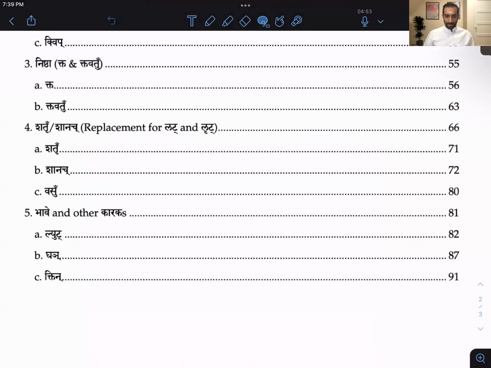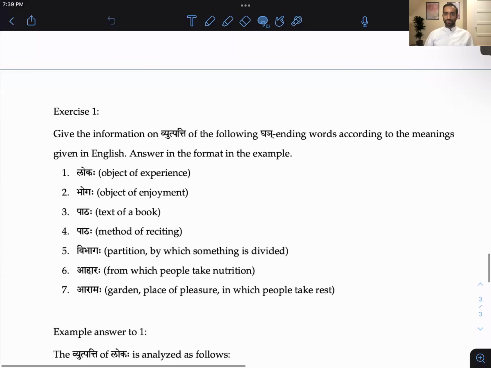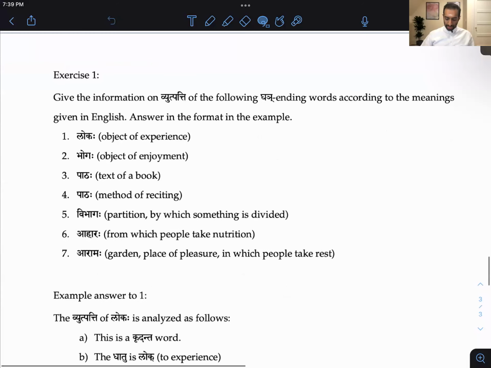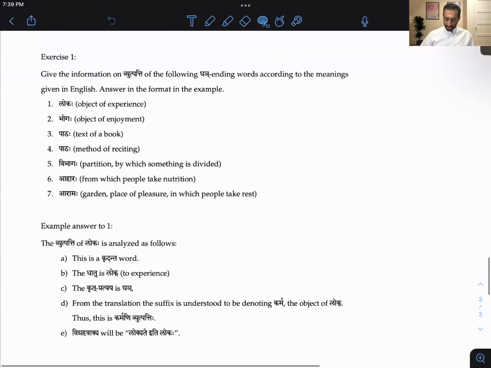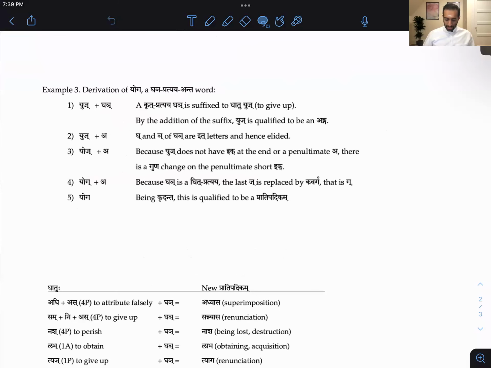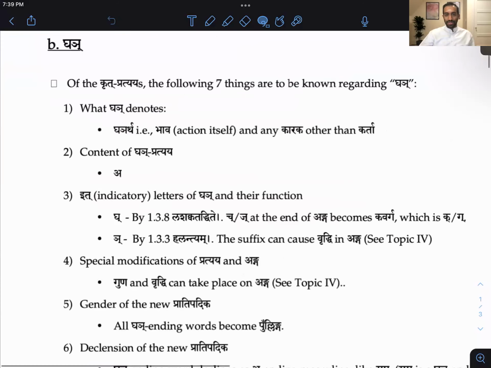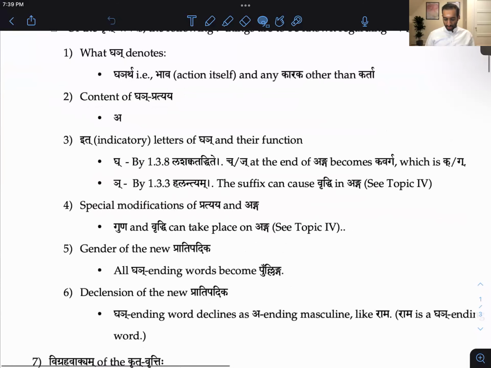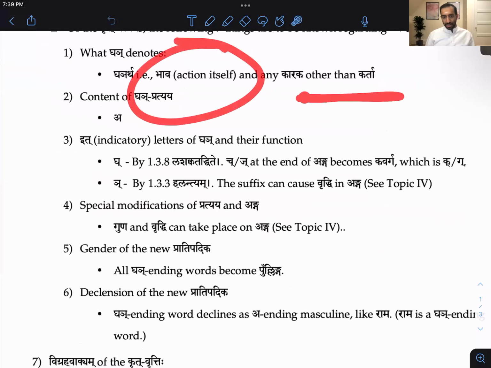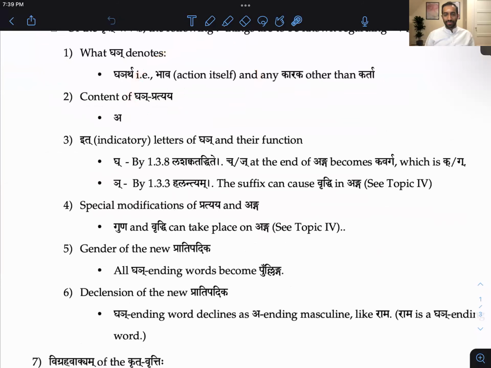Okay. So we're talking about ghan and tin. So let's go to ghan. Back in our book, we're going to start with the exercise for ghan. Just quickly, we know that ghan denotes bhava and any karaka other than karta.